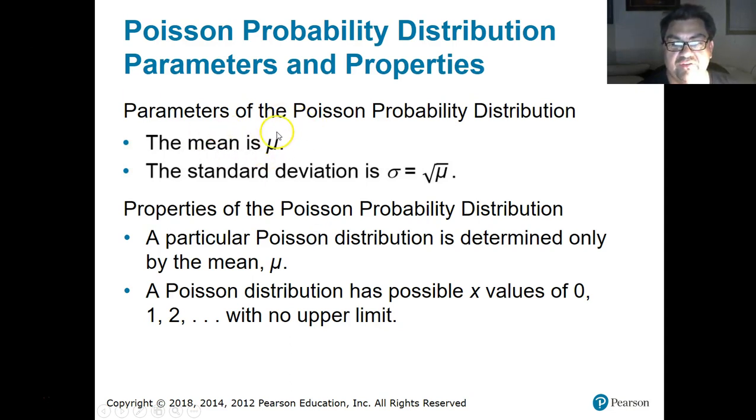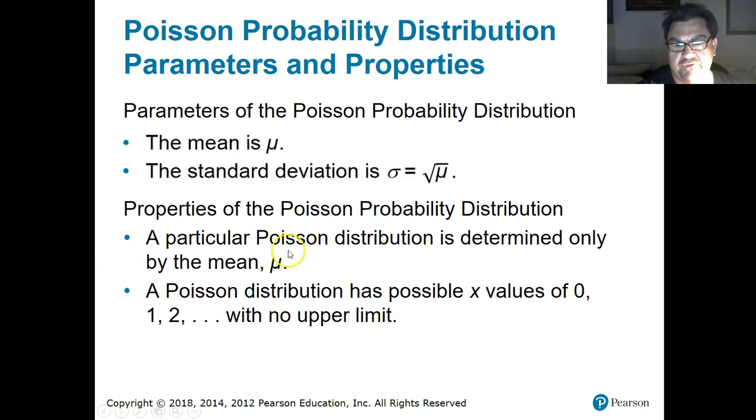The only thing we really have is mu. So the mean is mu. Mu equals mu. Okay, that's an easy one. Standard deviation is the square root of mu. And of course the variance would be mu, because it's simply standard deviation squared.